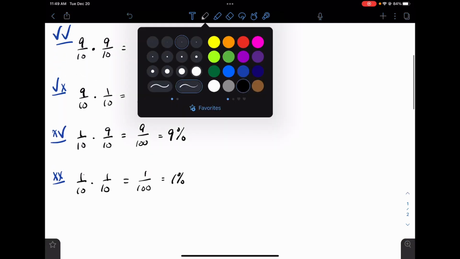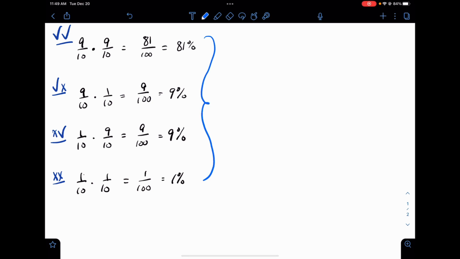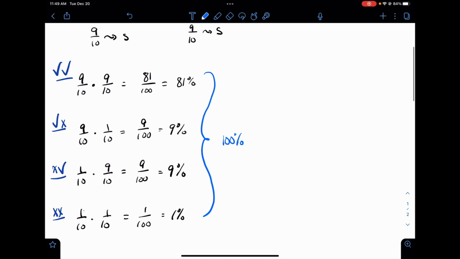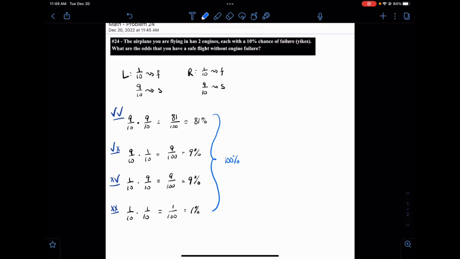And if you add these numbers up, you're going to get 100%. So it is a 100% chance that something happens, which is a good way to check if this problem's done correctly.